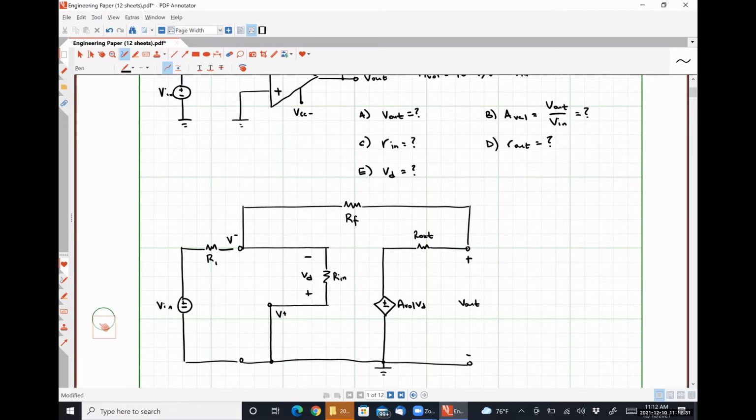So let's start. Does this representation make sense? Anything confusing? So redrawing makes sense. All right.